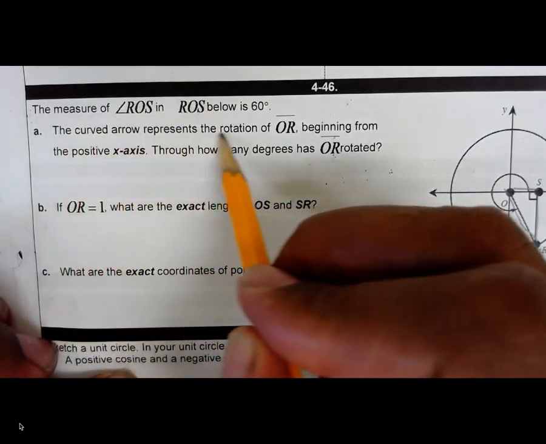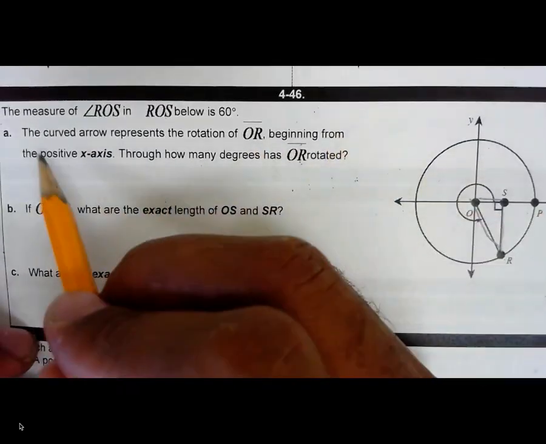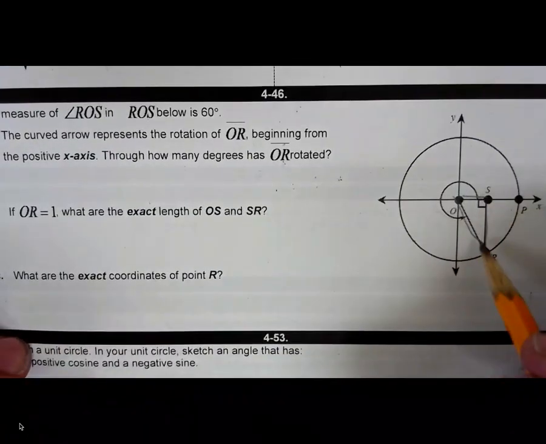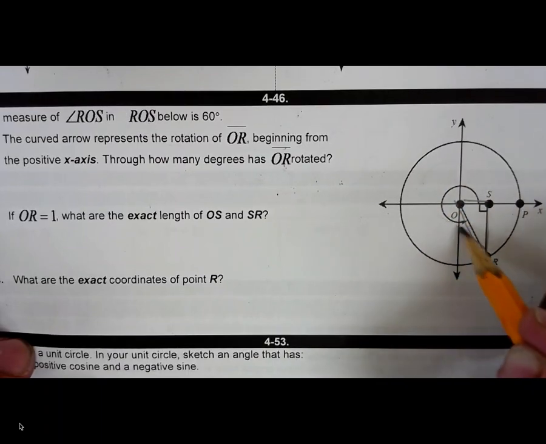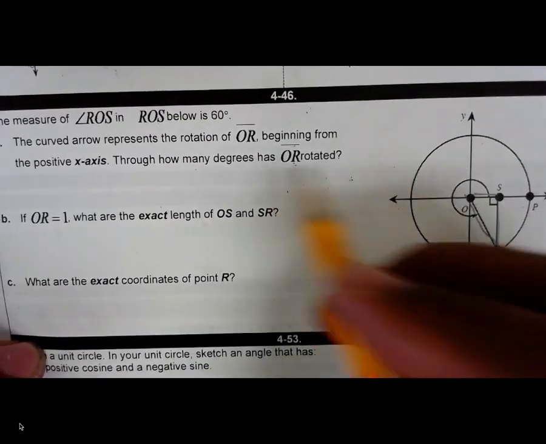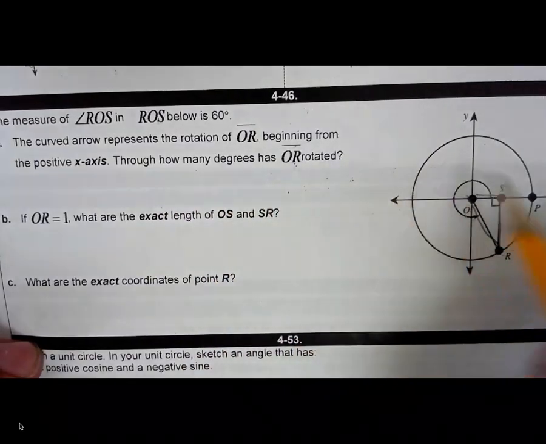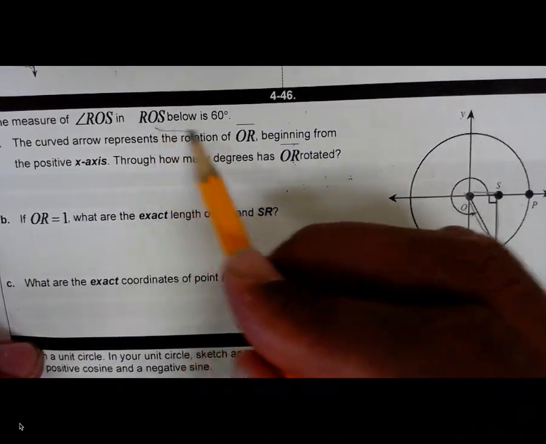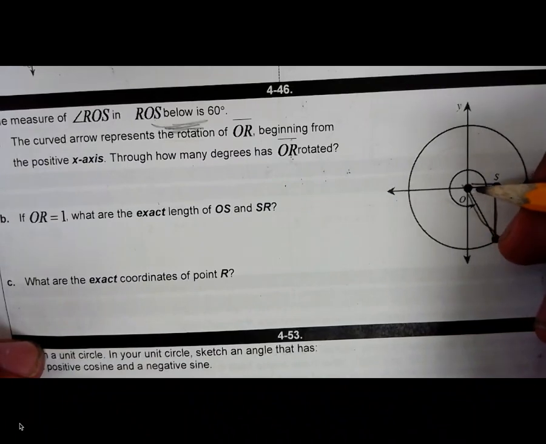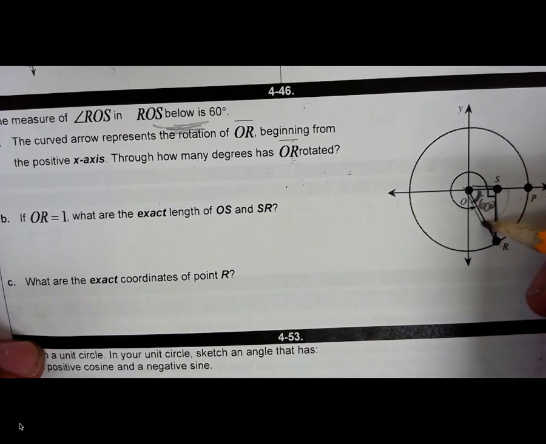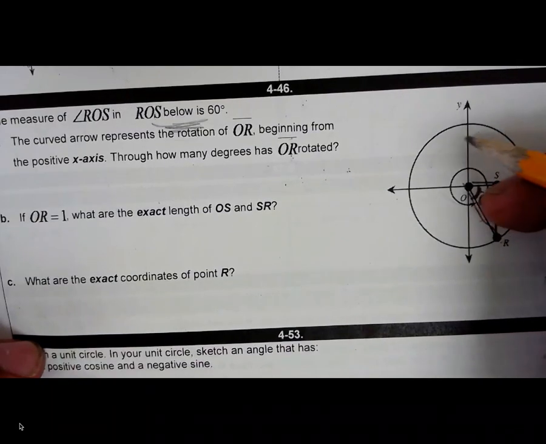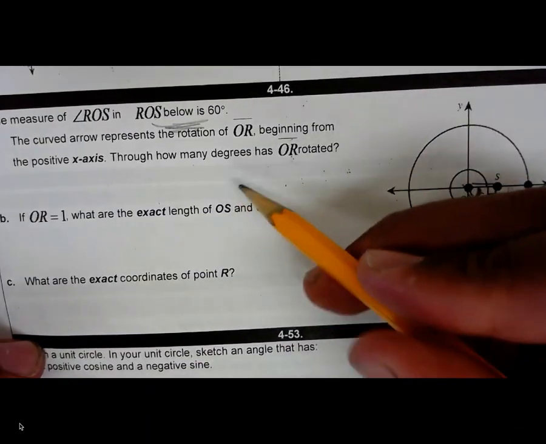Okay, so the curved arrow represents the rotation of OR beginning from the positive x-axis. So in other words, this OR, this line, is rotated all the way from here all the way to here. And it's saying through how many degrees has it rotated? So what degrees is that? Well, it tells you right here that ROS, this angle, is 60 degrees. So if that's 60 degrees, meaning that from here to here is 60, guys, what would the angle be all the way around to here? Okay, so that's what you're going to put there.